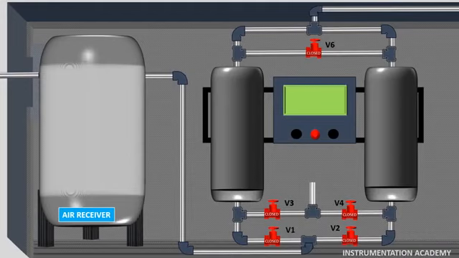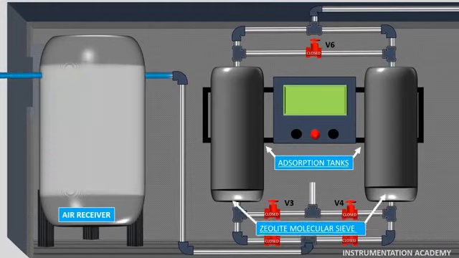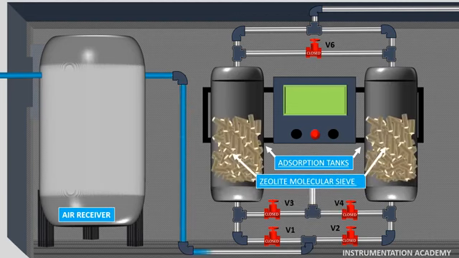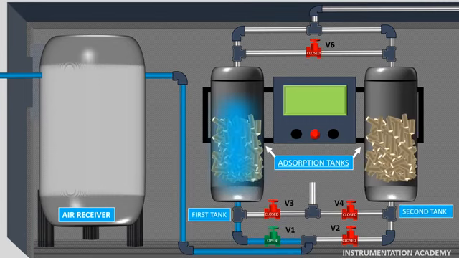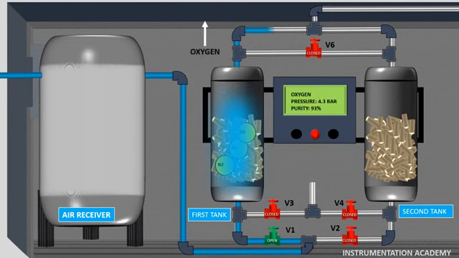The pressure swing adsorption generator has two separate adsorption tanks which contain zeolite molecular sieve as adsorber. Dry compressed air from the air receiver is blown through a valve V1 to the first tank where the pressure is built to reach the operating pressure. As the air passes through the zeolite in the first adsorption tank, the nitrogen molecules get trapped in the pores of the zeolite while oxygen will pass through the adsorber and exit as product gas. This takes place until the adsorber has reached its maximum adsorption capacity.